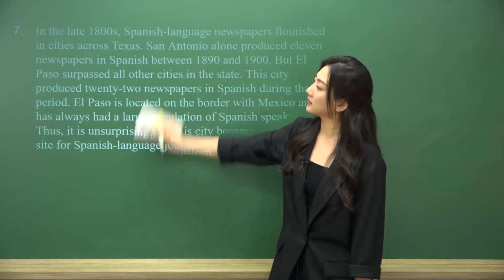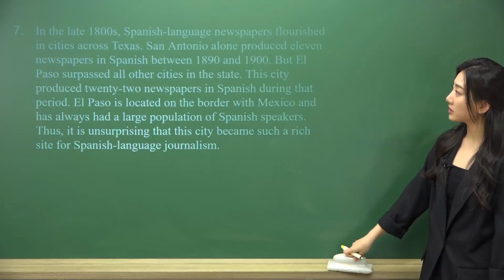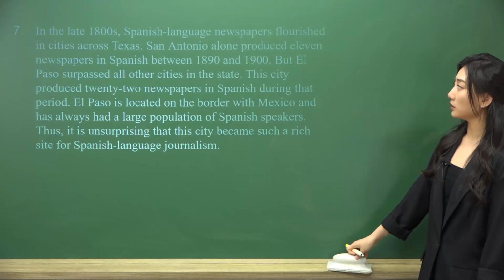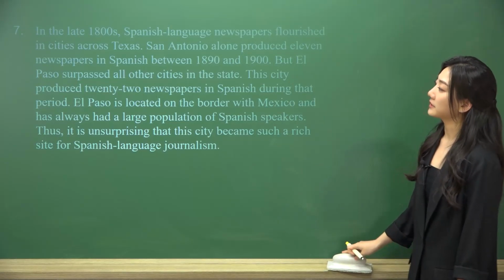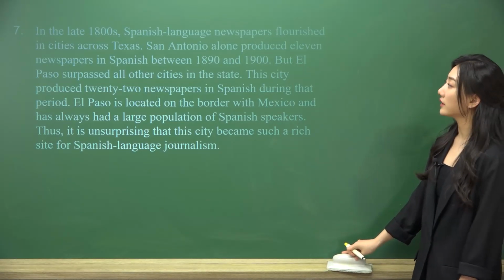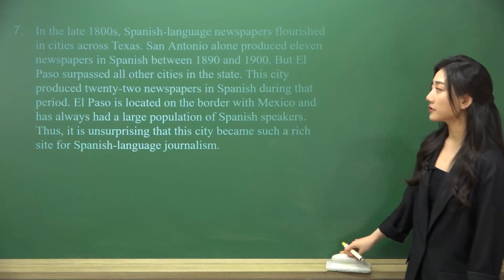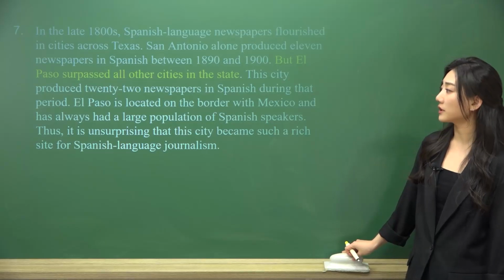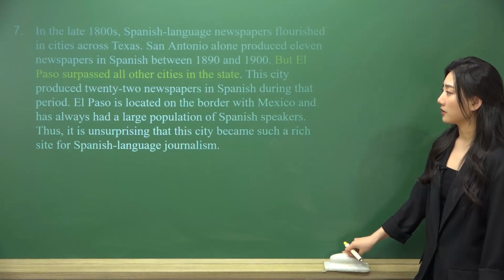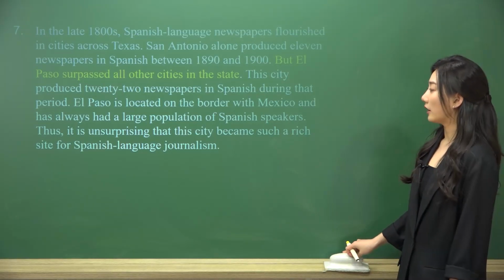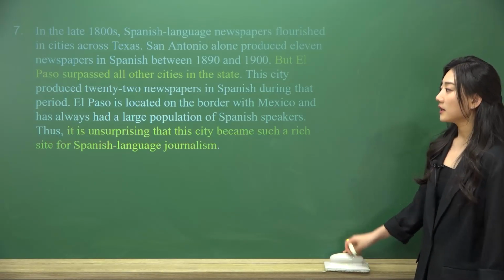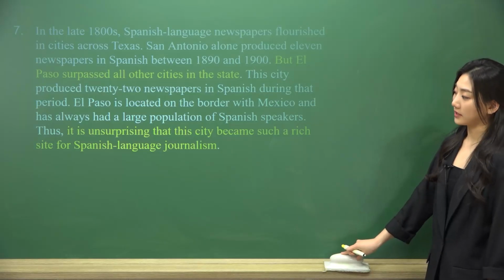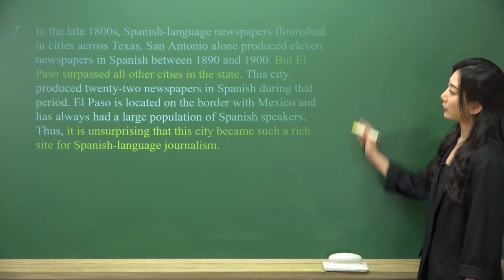Number 7. In the late 1800s, Spanish language newspapers flourished in cities across Texas. San Antonio alone produced 11 newspapers in Spanish between 1890 and 1900, but El Paso surpassed all other cities in the state. This city produced 22 newspapers in Spanish during that period. El Paso is located on the border with Mexico and has always had a large population of Spanish speakers. Thus, it is unsurprising that this city became such a rich site for Spanish language journalism.